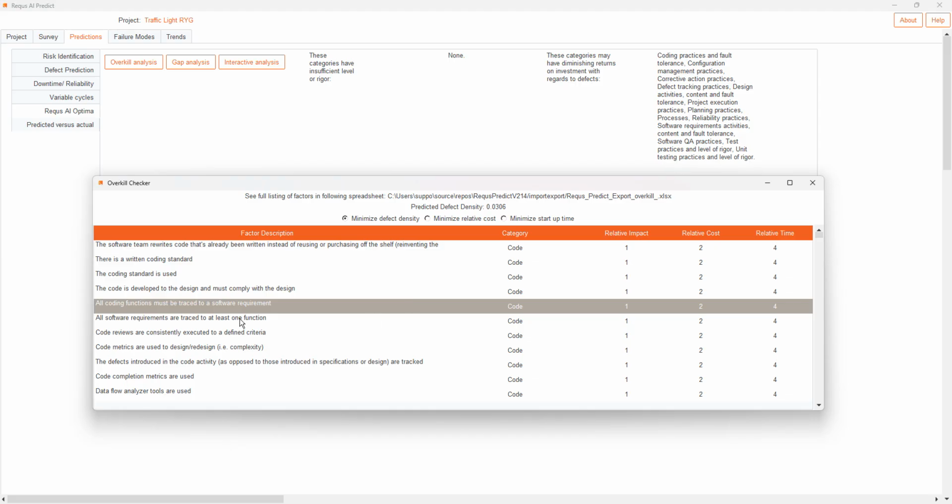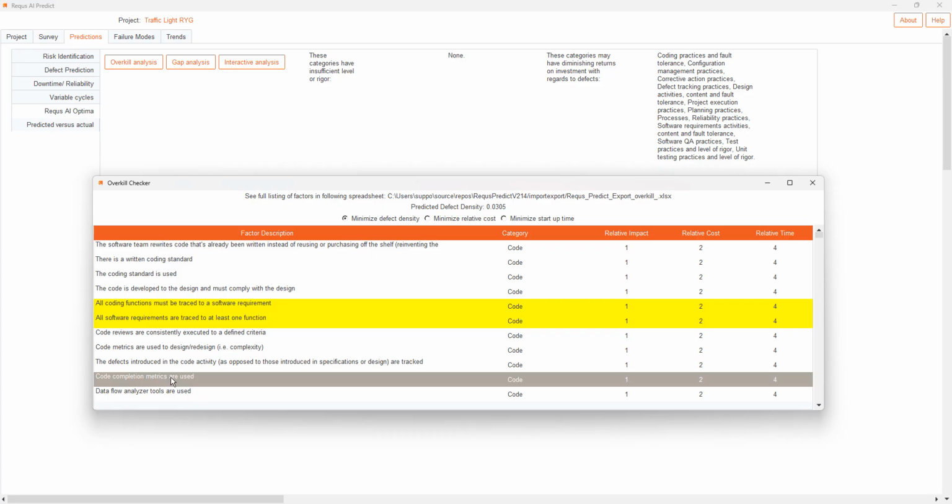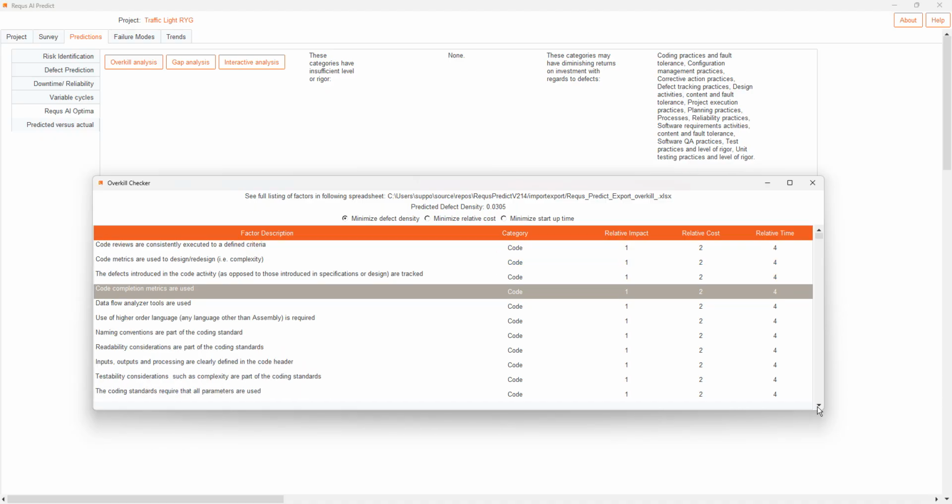All software requirements are traced to at least one function. It's the reverse. Again, we're seeing that the defect density is actually a tiny bit less. Let's pick another one. How about code completion metrics? Let's click that one. That sounds like that could be kind of expensive. Again, we see almost no effect on defect density. There could be other reasons to have these development factors, but if most of the reason is to reduce defects, then maybe we have too many of these factors.